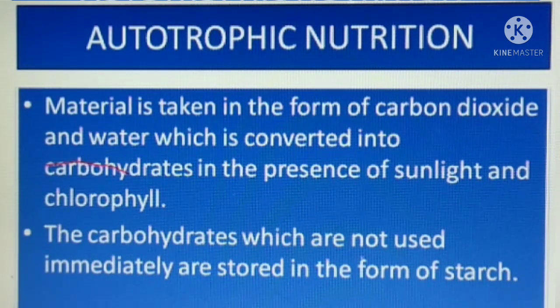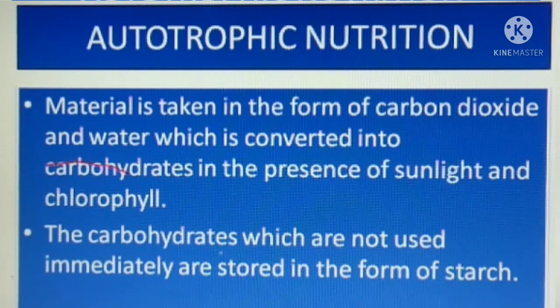The carbohydrate which is not used up immediately is stored in the form of starch. The plants are not using up the carbohydrate immediately. What are they doing? They are storing it in the form of starch. So the starch serves as the internal energy, to be used as and when required by the plant.